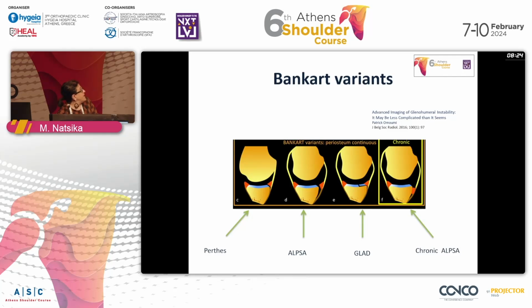And we have these Bankart variants that are well known, and it can affect mainly the periosteum, or the periosteum and the complex with the capsule and the labrum.